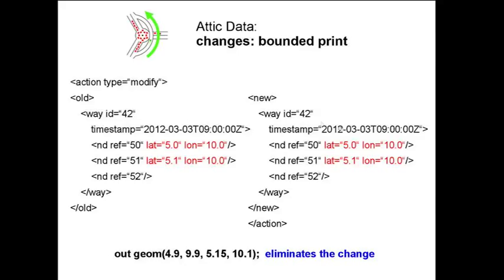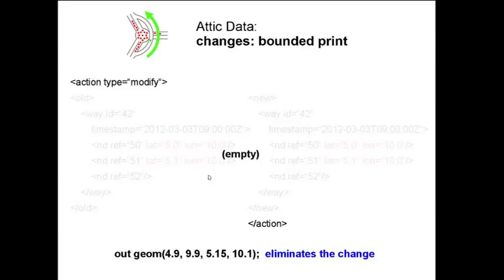Imagine both have version, let's say one. Both have the same version and timestamp information. Both have the same members, 50, 51, and 52. And now with the restricted geometry, both have the same geometry with this node, and this somewhere outside, don't know. So if you search for the diff with this output statement, the entire block will in fact not appear, because now it will be considered the same.